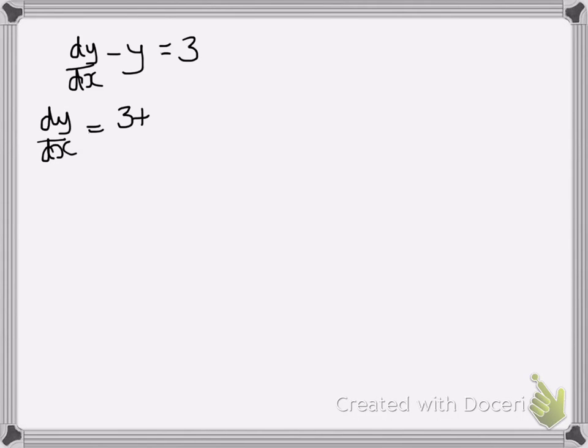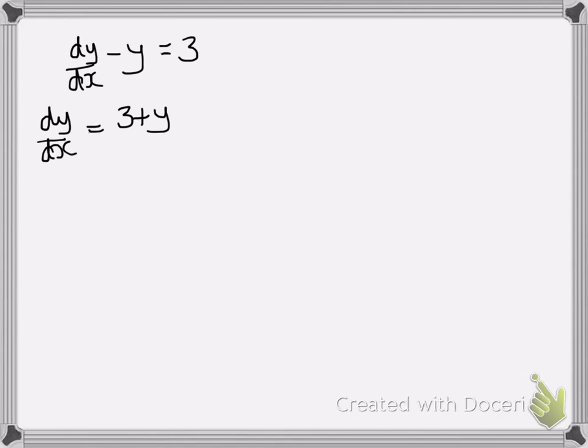We have dy by dx minus y equal to 3. Well, you can pause the presentation if you like and have a go at doing it yourself and then check your answer at the end. Right, to do this, we're first of all going to start off by rearranging the equation, which will give us dy by dx equal to 3 plus y.